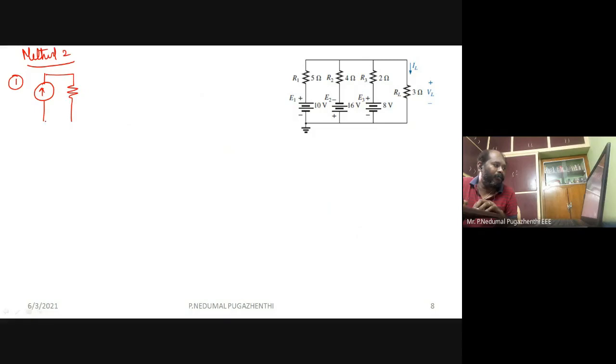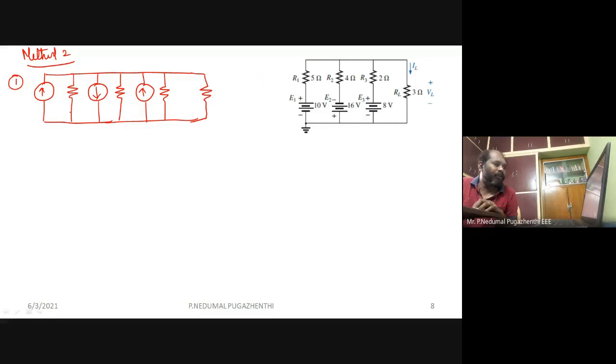A current source in parallel with the conductance. Am I right or not? The second is having a different polarity, so I will mark the current direction based on that. The third one is having the same polarity, so I will mark the current direction. And finally, your RL.